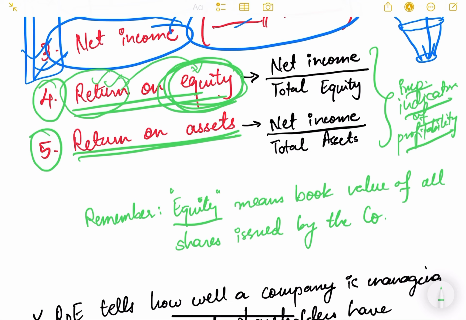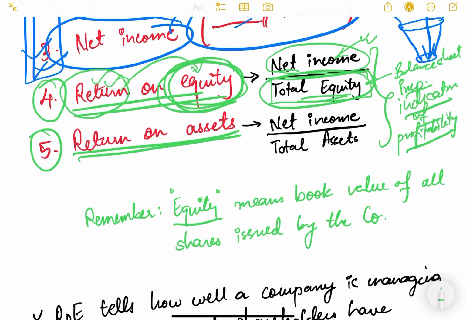It is a percentage of your net income with respect to the total equity of the company. So net income divided by total equity is your return on equity. Net income you get from the income statement, and total equity you get from the balance sheet, whatever is the total equity. So basically, this total equity, we know the meaning of equity, right?